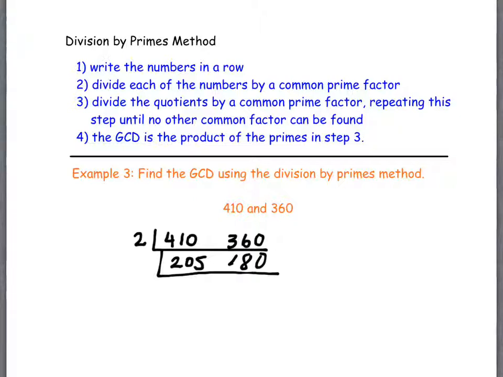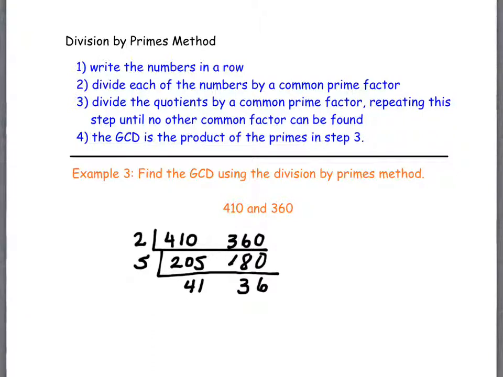So our next prime factor would be the number 5. And do they both divide by 5? Yes. All right, so what is 205 divided by 5? Good. And what is 180 divided by 5? 36. Okay.